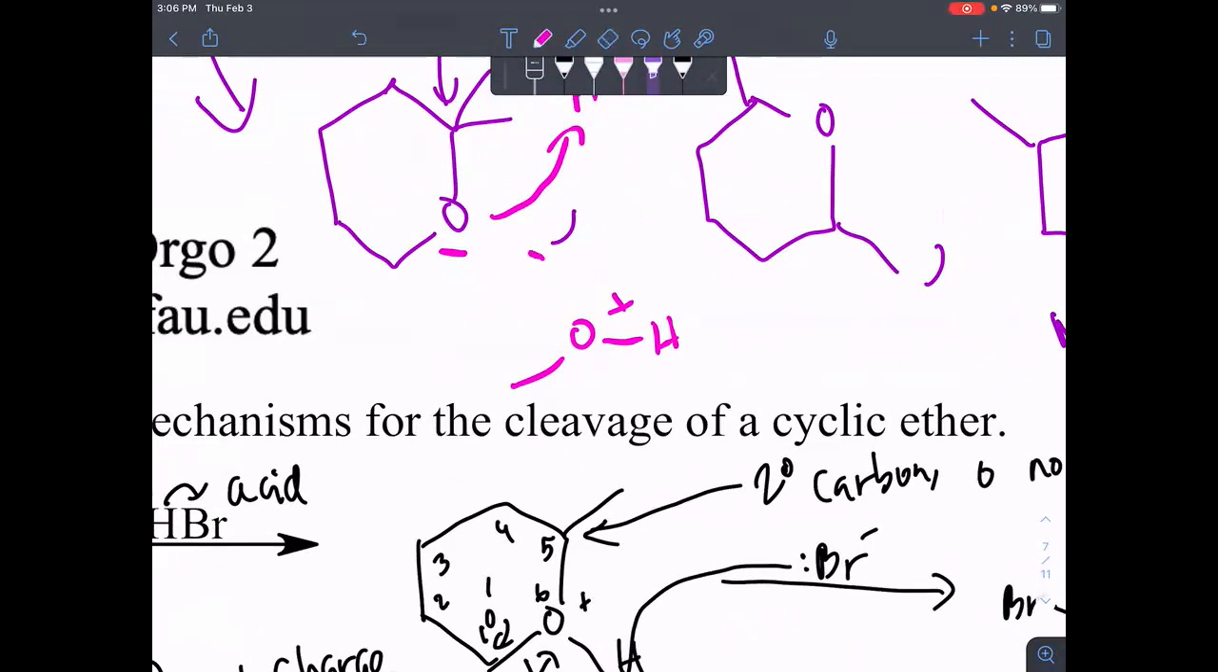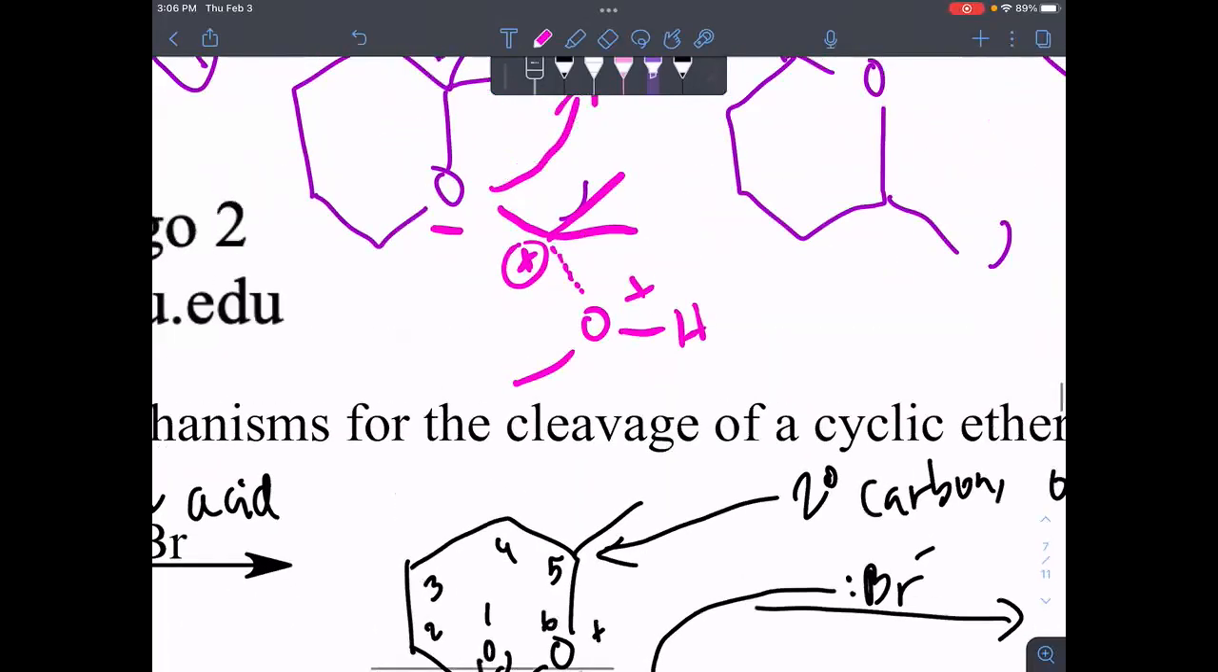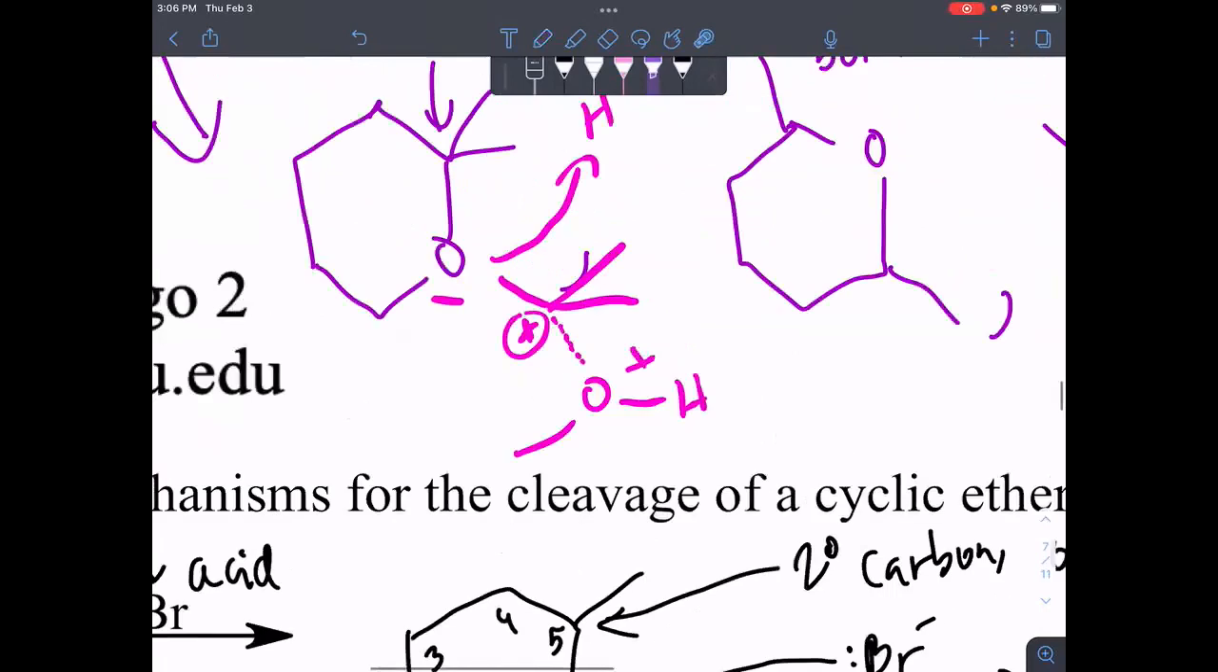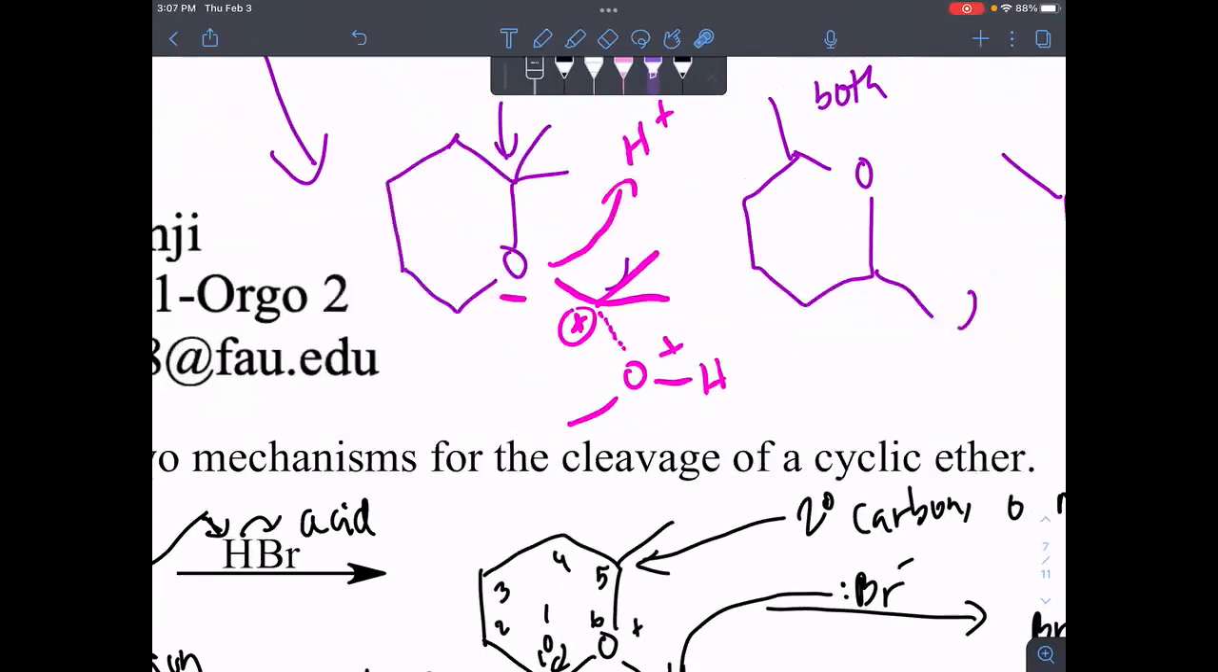I really don't want to draw this out again. It's going to look something like this with a partial positive on the more substituted side. So there's 2 carbons that the oxygen is attached to. You see this one and this one. Whichever is the more substituted side, after the oxygen gets attacked by the hydrogen, it's going to start to peel itself away from the more substituted carbon. And then you get that partial positive. So just know that the way you cleave an epoxide or an ether, a cyclic ether, with an acid and a nucleophile is going to be from the most substituted to the least substituted.